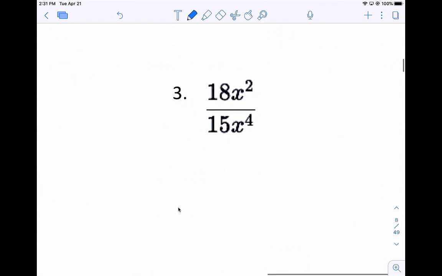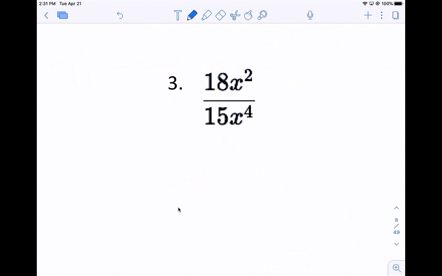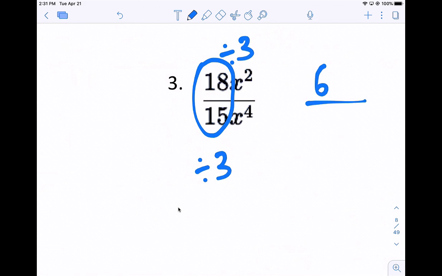For our last example of the monomial, we have 18x squared over 15x to the 4th. We'll start with 18 divided by 15. Again, we want to reduce the fraction. Think what's the biggest number you can divide 18 and 15 by and not get a decimal. It is 3. So 18 divided by 3 is 6, and 15 divided by 3 is 5.